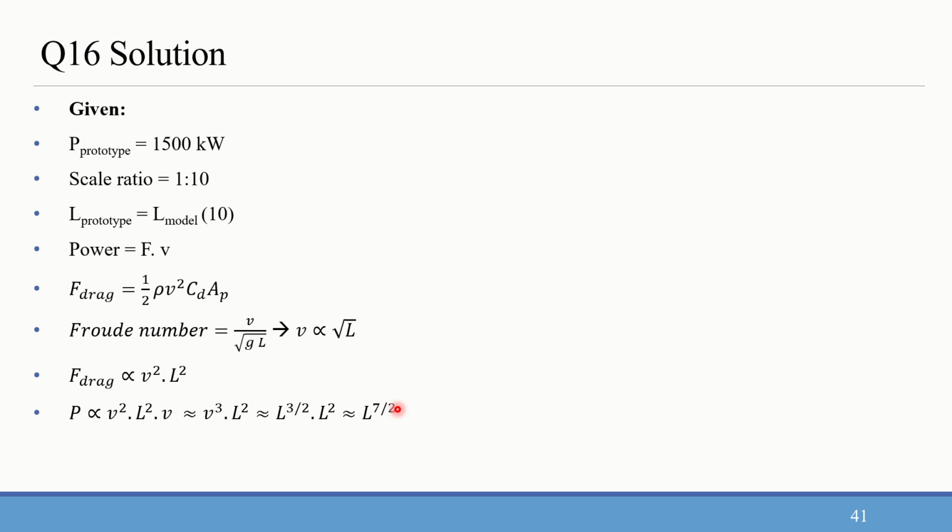So power is proportional to V squared L squared into this particular V. So for this F we put V squared L squared. For this V we put it directly. So it is V cube into L squared. So V is proportional to square root of L. So V cube is proportional to L power 3 by 2. So ultimately we will be getting it as L power 7 by 2 when we take into account these two things. So that is the only thing which we need to clear from this.